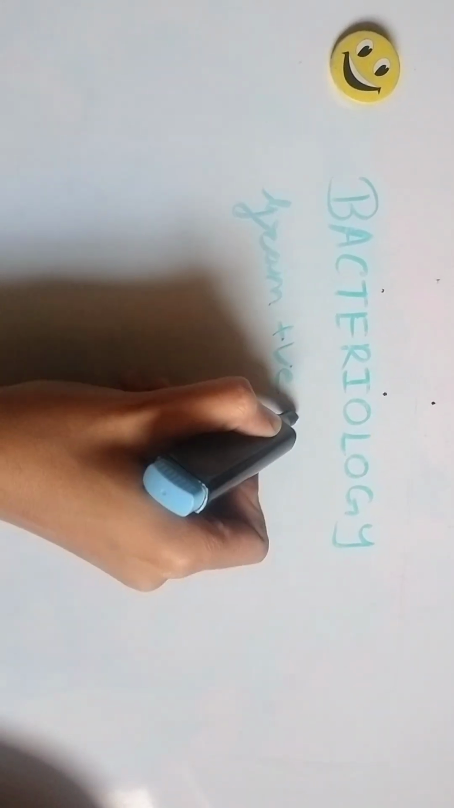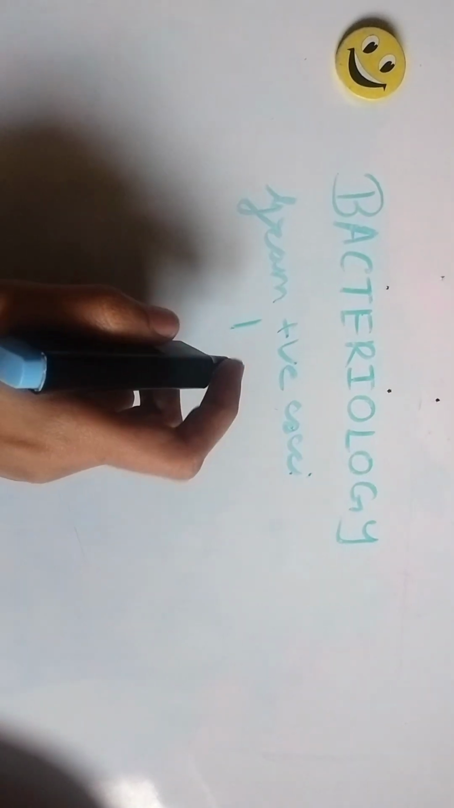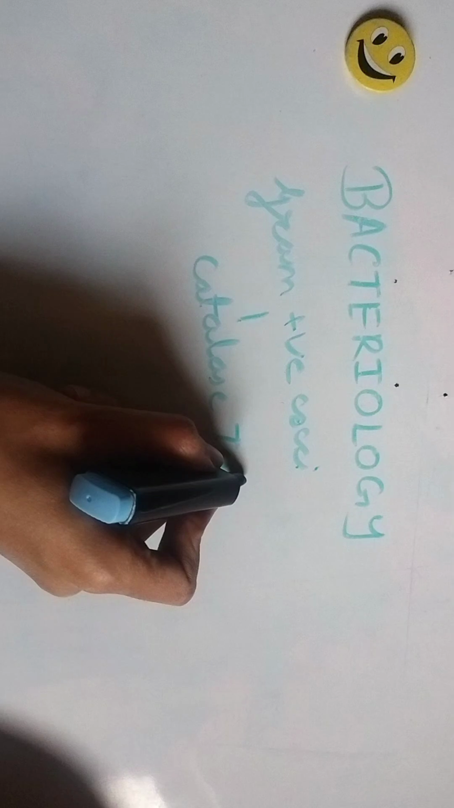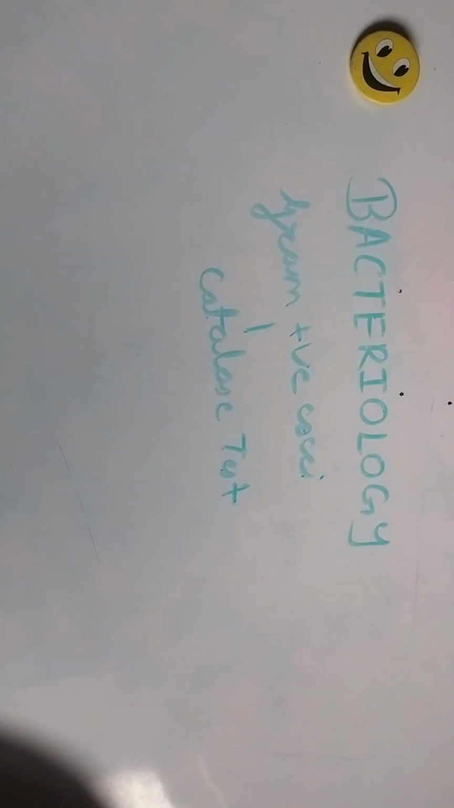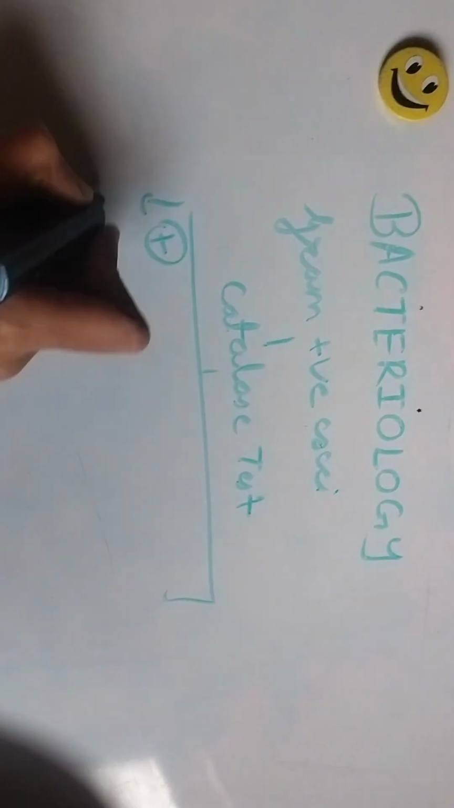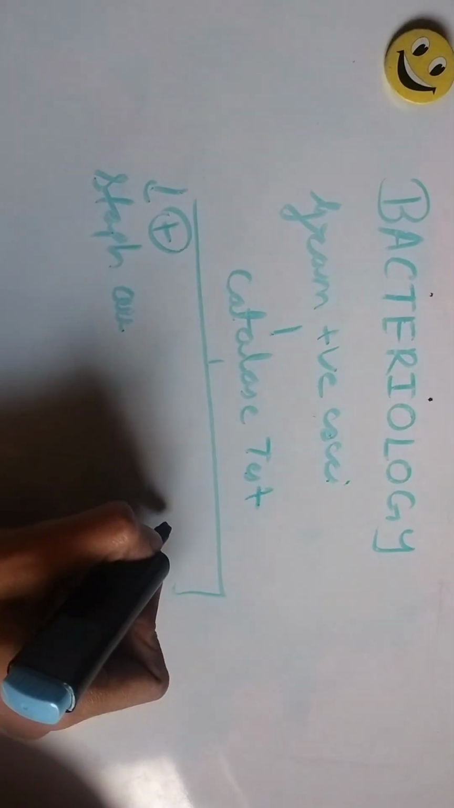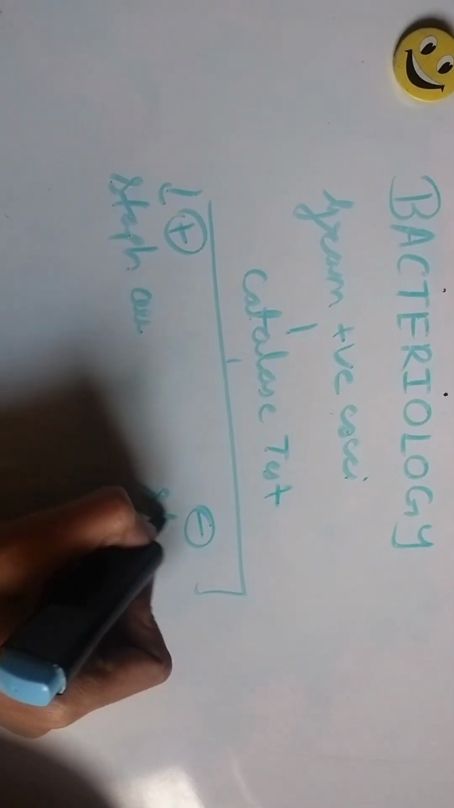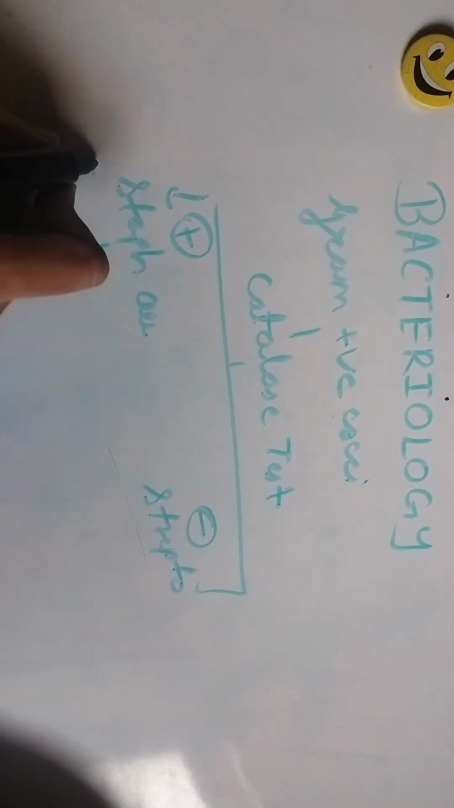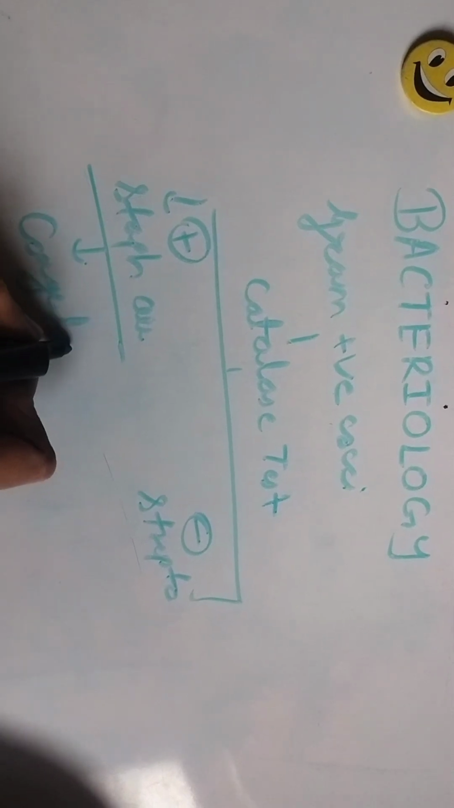Gram positive cocci are divided on the basis of the catalase test. This flowchart is very important. Catalase test is positive in Staphylococcus species, and it is negative in Streptococcus species. Staphylococcus aureus is further divided on the basis of the coagulase test.